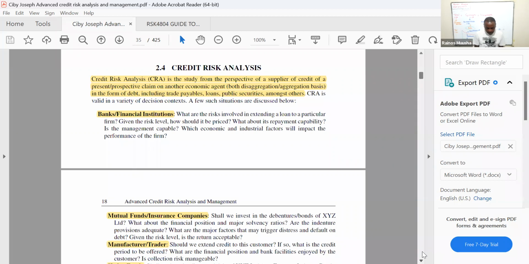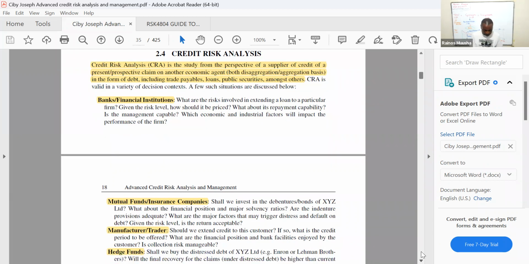So when you look at credit risk analysis, they look at it from the perspective of banks and financial institutions as well. From a bank or financial institution, they ask: what are the risks involved in extending a loan to a particular firm? Given the risk level, how should it be priced? What about the repayment capability? Is the management capable? Which economic or industrial factors will impact the performance of the firm? So from the bank's perspective, credit risk analysis involves answering those questions about the potential obligor.